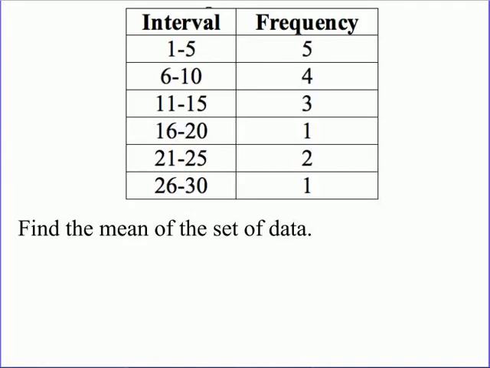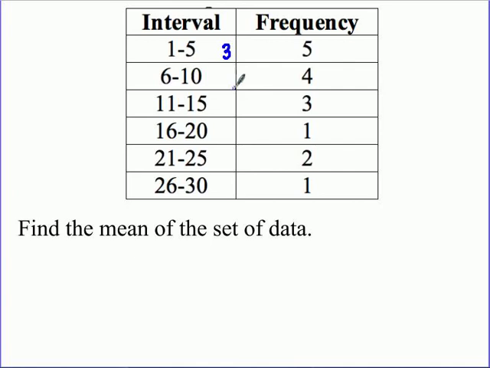Find the mean of the set of data. What does mean that you find? The average. Okay, so the average here, I have in the interval 1 to 5, 6 to 10, 11 to 15, 16 to 20, and 21 to 25, 26 to 30. So the question is, what number do I use? You'll always use the number in the middle. It's actually called the class mark. So what would the number in the middle of 1 to 5 be?